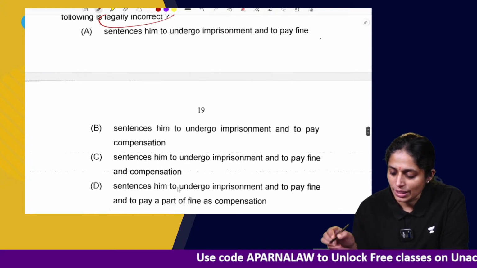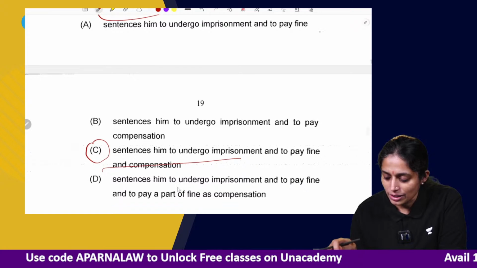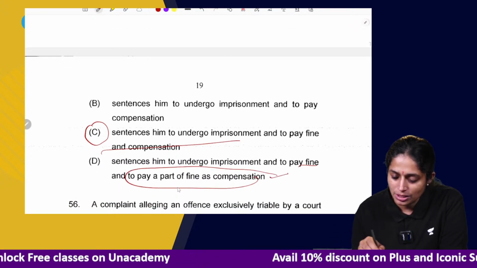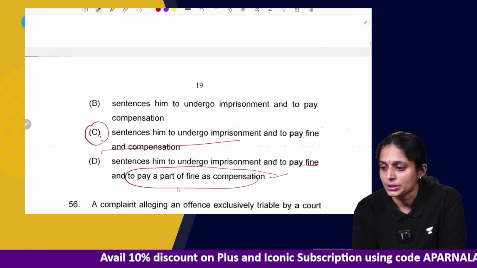It is B. This is incorrect. To pay fine and compensation, both. Either fine and to pay a part of a fine as compensation. This is true, but this is wrong. Both fine and compensation.